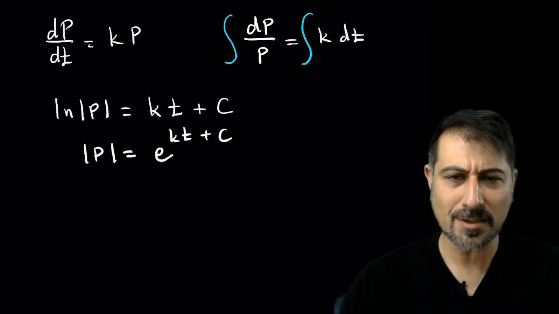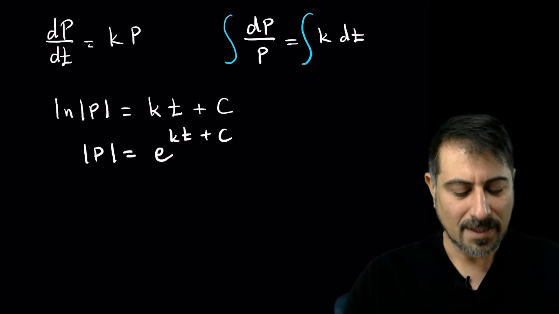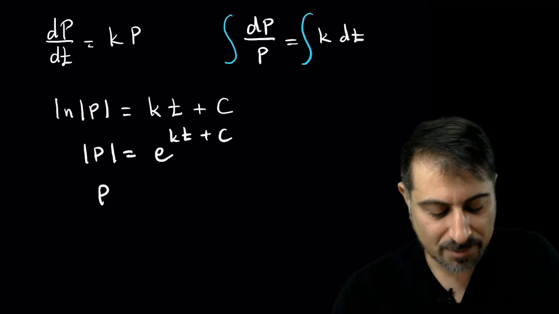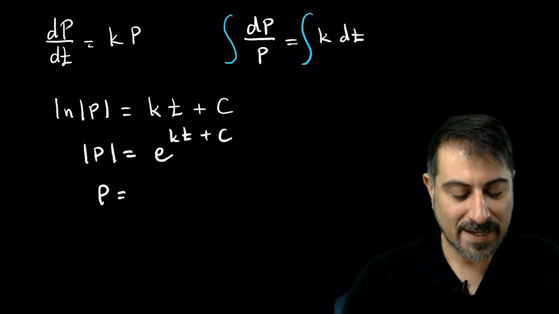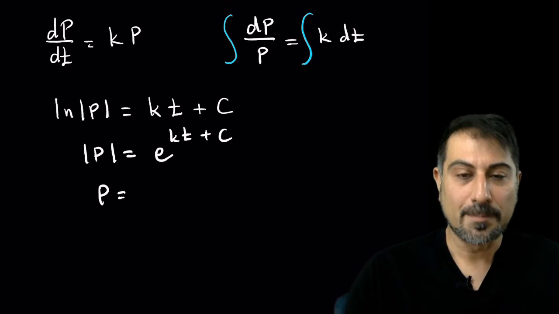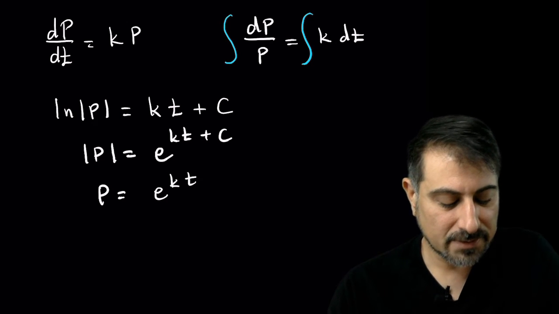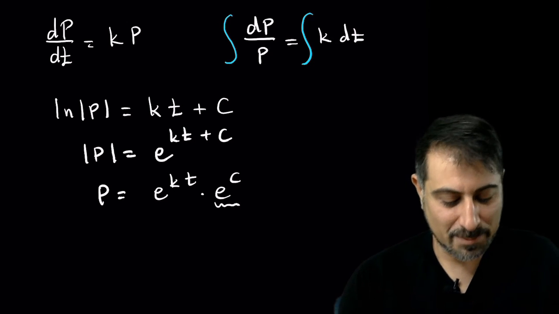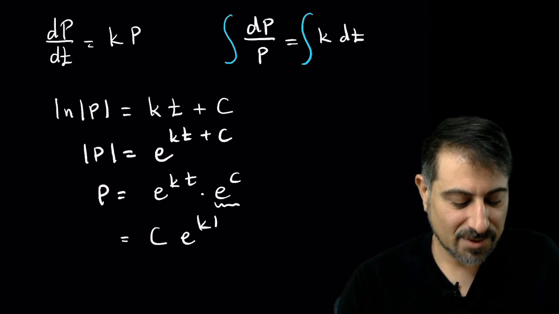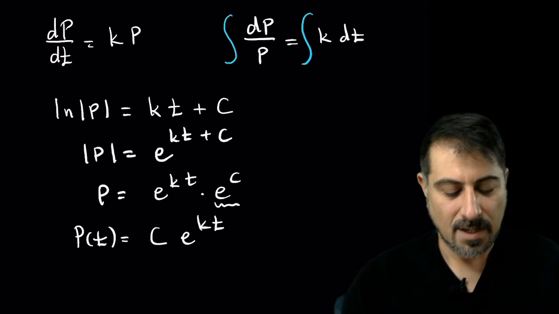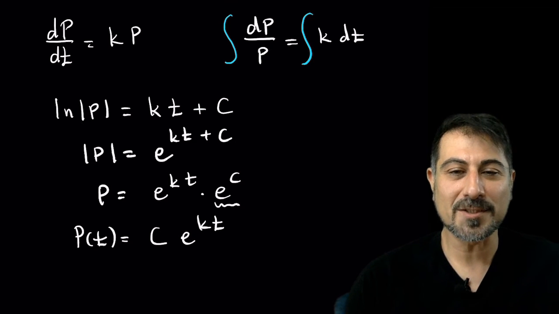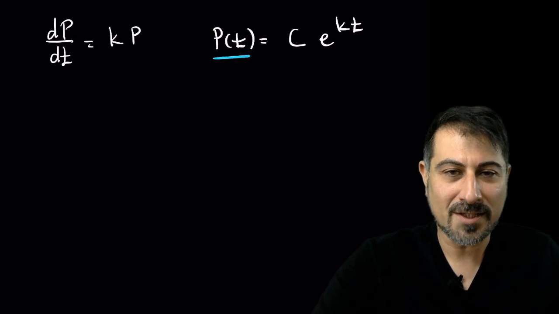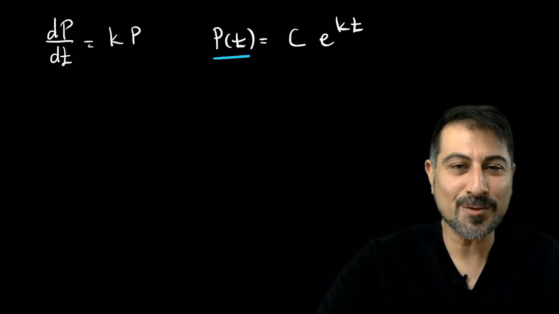Let's simplify this a little bit more. First off, exponential functions are always positive, so we don't need to carry forward the absolute value. And e to the kt plus c can be written as e to the kt times e to the c. Here, c is an integrating constant, so let's relabel e to the c as c, so that the solution p of t is c times e to the kt. We have the bacteria population known at any time up to the unknowns c and k.